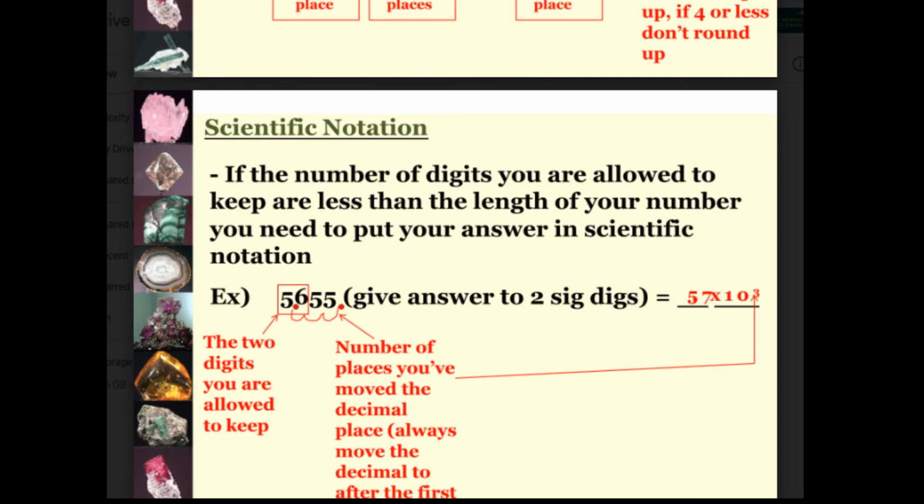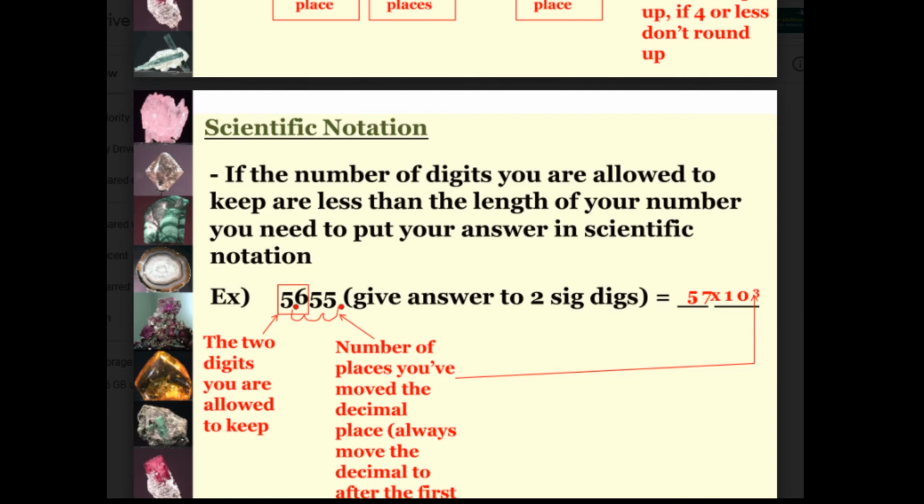So what you do here is you want to move the decimal place of your answer so it forms a number between 1 and 10. So in this instance, we move it 3 decimal places. So we move it to right after the 5 in our answer. So that equals 5.655, which is in between 1 and 10. Now, if I were to write this 5.655 to the power of 10 something, we're still going to have 4 sig figs, okay?